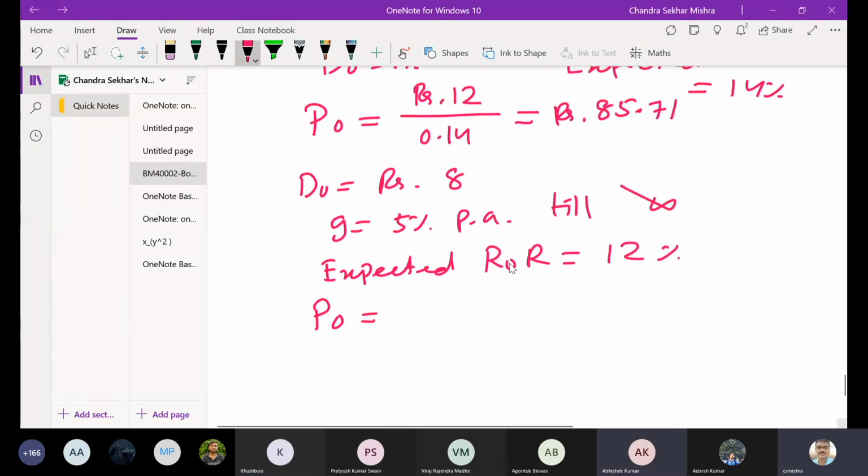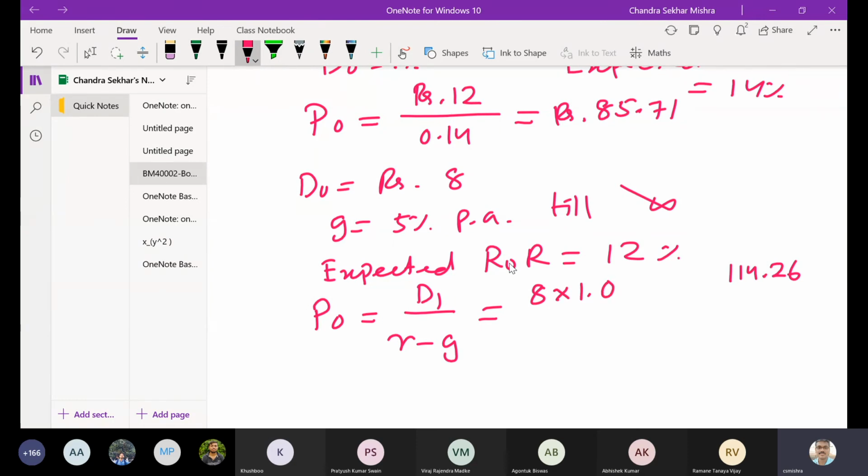It is nothing but D1 by R minus G. What is my D1? D1 is 8 into 1.05, whole divided by 0.12 minus 0.05. How much does it come to? Is it the same amount? This amount is 114.26.